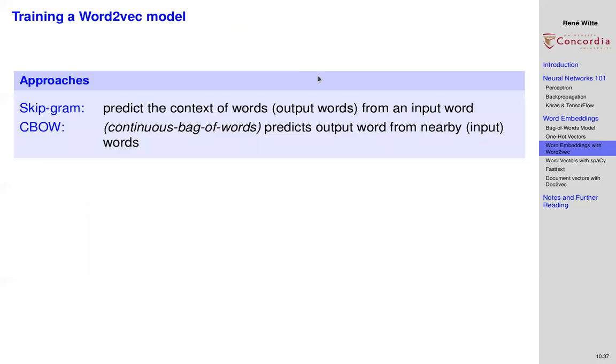Okay, how can we compute these vectors automatically? How does this word2vec model work? Well, you'll see there are basically 2 different approaches to computing these vectors. I'll show you both. The actual training is the same, just the way we feed the input is slightly different. One is called skip-gram, and the other is CBOW, continuous bag of words.